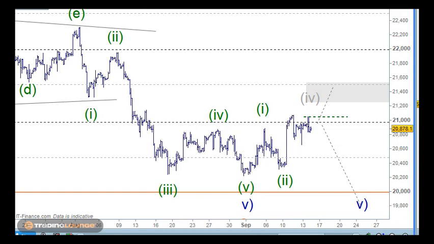I'll just leave it. I won't make it any more complicated than it is. Nutshell, this number here is support, we're bullish, and that's it. So I'll leave it at that for the time being.